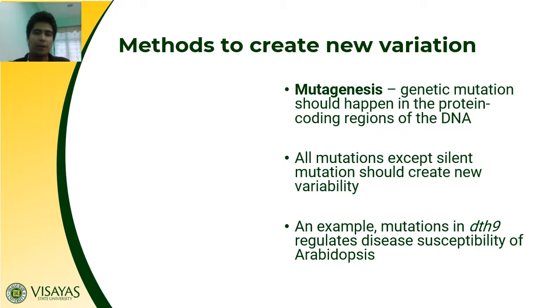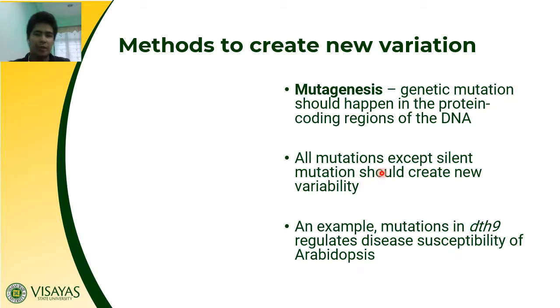The second method to create new variation is through mutagenesis. We have already discussed what mutation is and the types of mutagens used to induce mutation. Mutagenesis will only be effective if the mutation occurred in the protein coding region of the DNA. So remember, in the expression of genes, there will be splicing. So if the mutation occurred in the non-protein coding region, then there will be no observable effect on the phenotype.